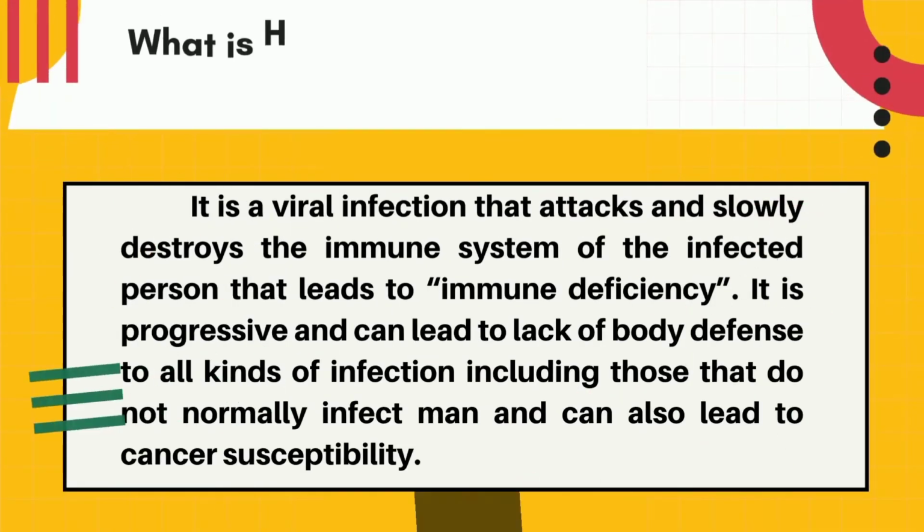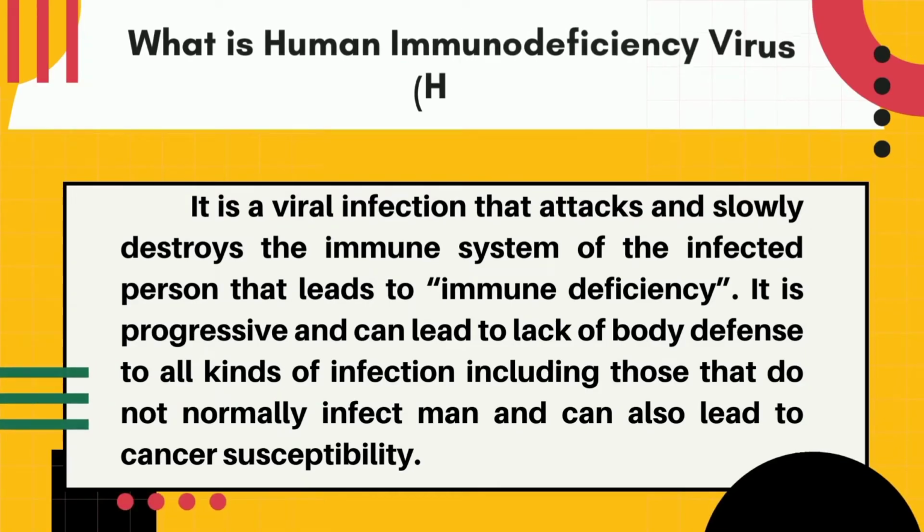So talking more of this, what is human immunodeficiency virus or HIV? It is a viral infection that attacks and slowly destroys the immune system of the infected person that leads to immune deficiency. It is progressive and can lead to lack of body defense to all kinds of infection, including those that do not normally infect man, and can also lead to cancer susceptibility.